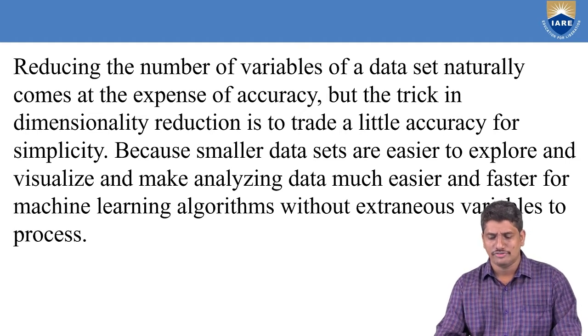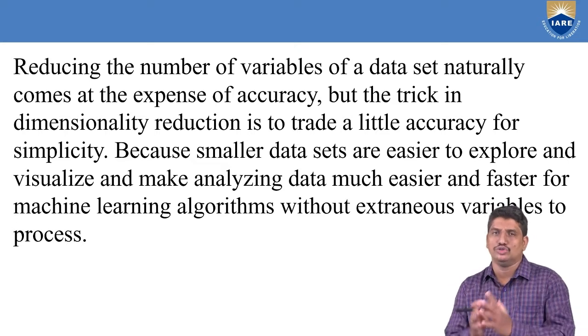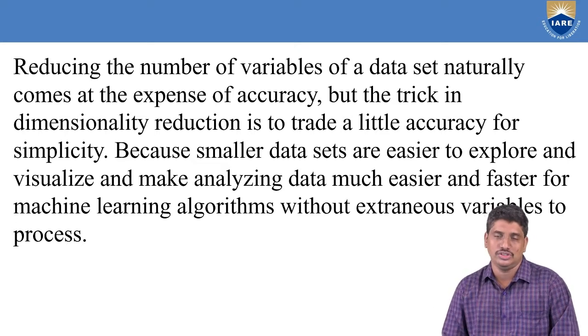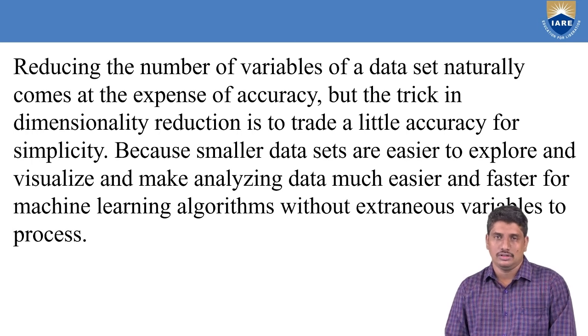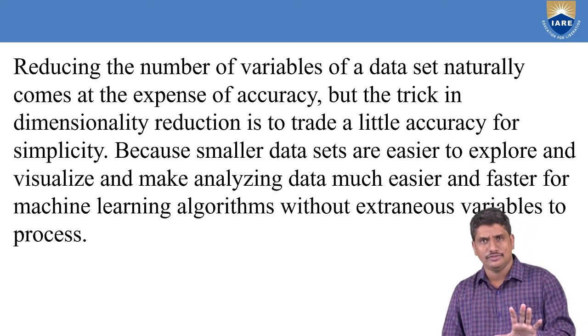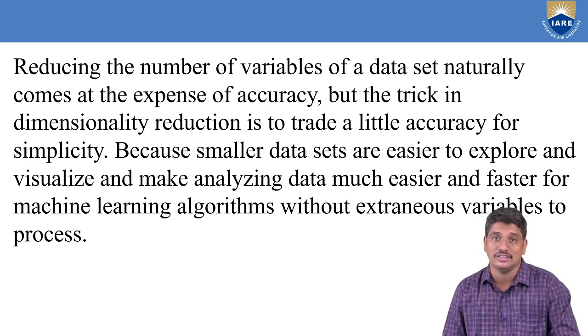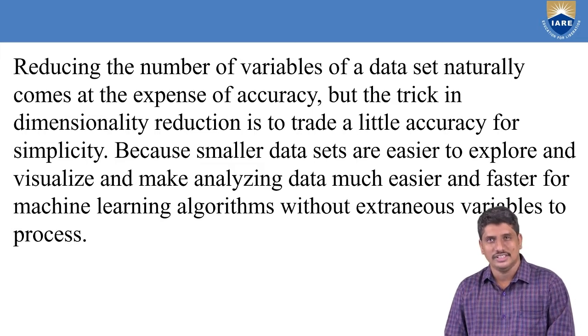Reducing the number of variables of a data set naturally comes at the expense of accuracy. You may ask, sir, if we reduce the number of variables, suppose 1,000 features are reduced to hundreds, there is a possibility of losing accuracy, losing information. How could we save the accuracy to the maximum extent? That is the question. But in dimensionality reduction, we take all the cautious steps to trade a little accuracy for the sake of simplicity.